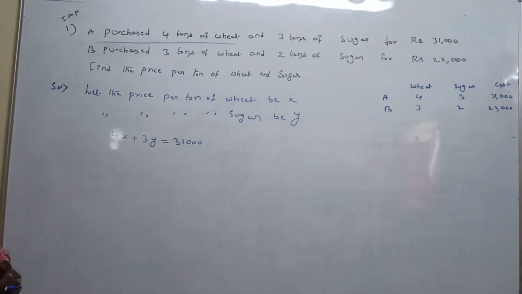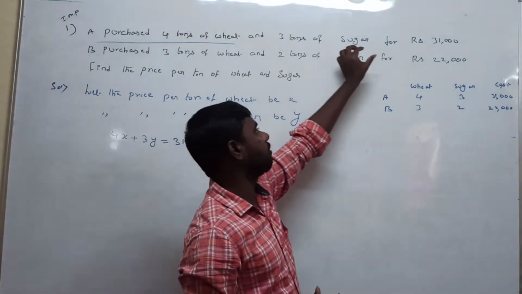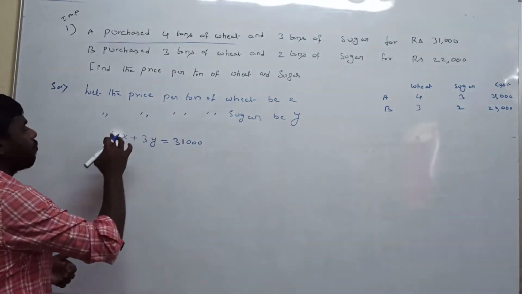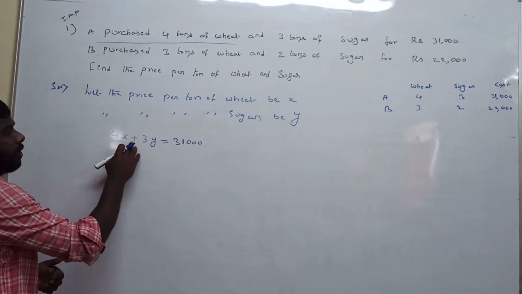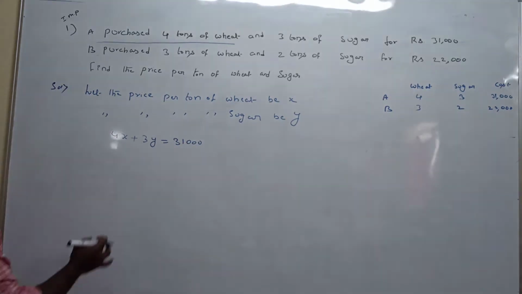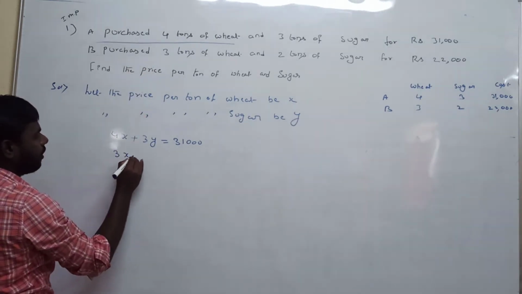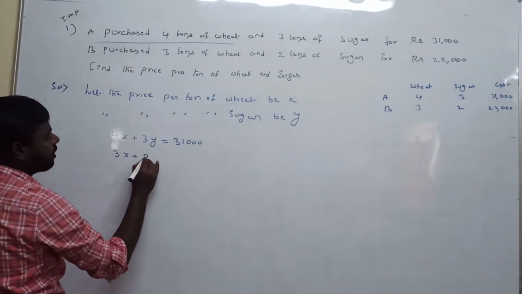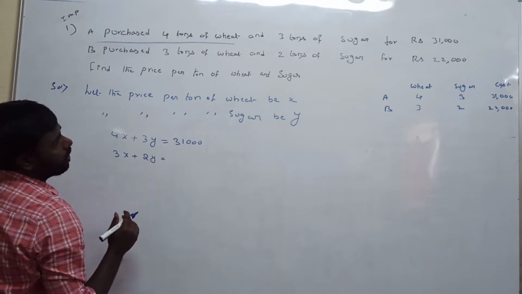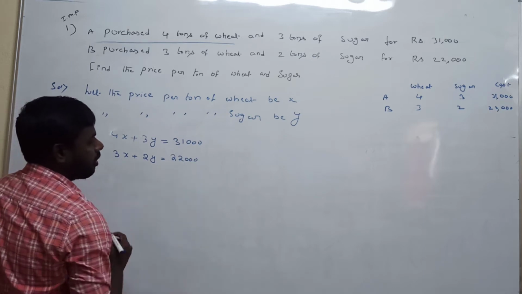Why are you taking X? They have already given the total sum of the 4 tons of wheat and 3 tons of sugar, the total amount 31,000. That's why we take 4 tons of wheat plus 3 tons of sugar equal to 31,000. Same like that, B purchased 3 tons of wheat plus 2 tons of sugar. The sum of the wheat and sugar is given as 22,000. Does everyone understand this?